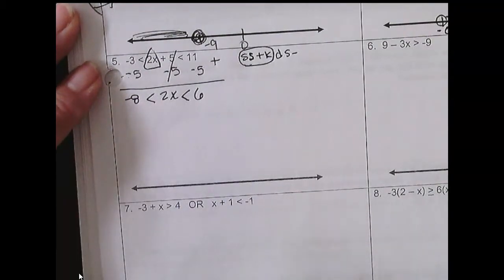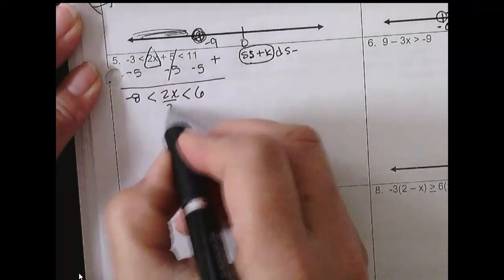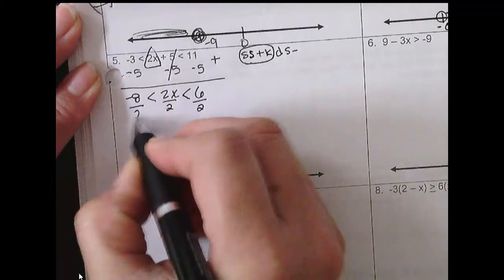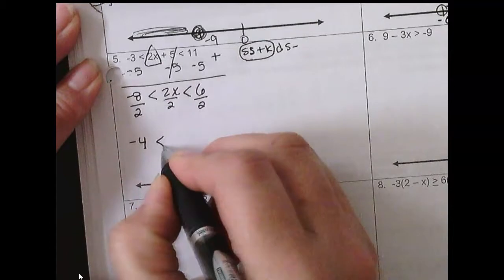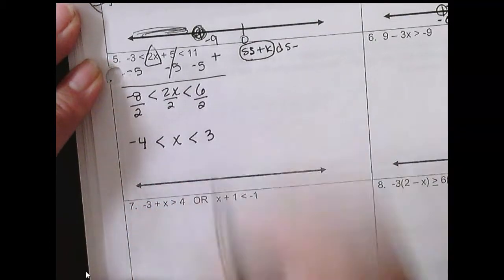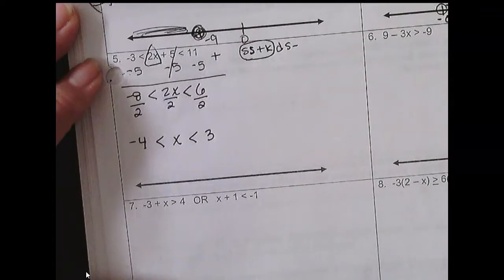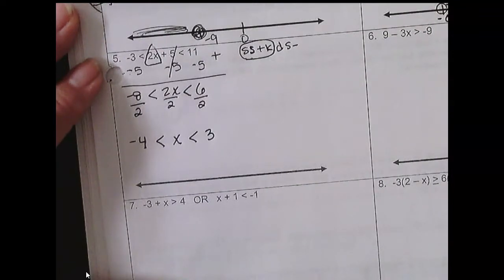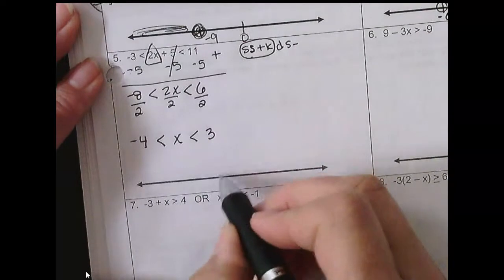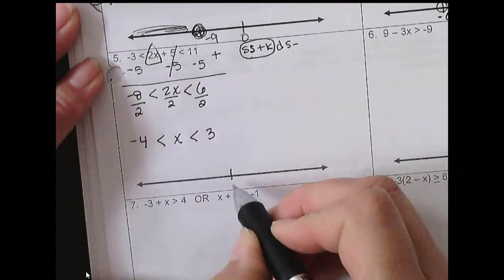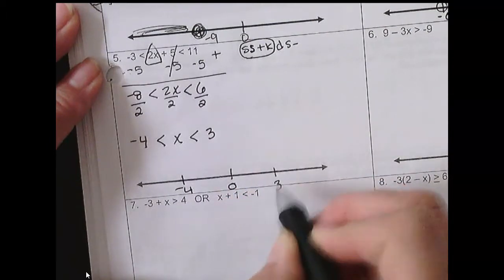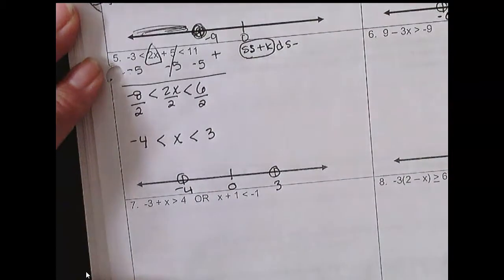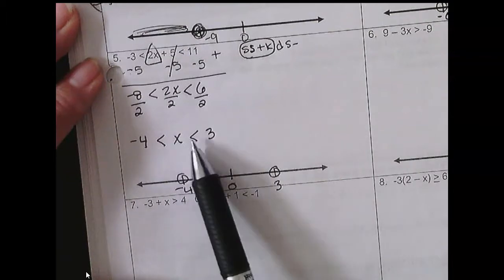Though, we can't have 2x. So you need to divide this one by 2. You'll divide that one by 2. You'll divide that one by 2. So when you divide by 2, you're going to get negative 4, symbol, x, symbol, 3. My question to you is this. Did you divide or multiply by negative? No. So then it's perfect. Remember, when you read this out, I would probably put 0, negative 4, 3. I would circle them. They're not closed, they're open. And so x is less than 3.